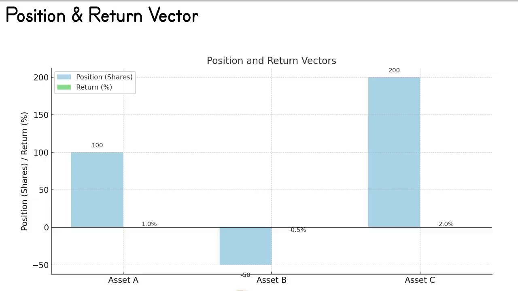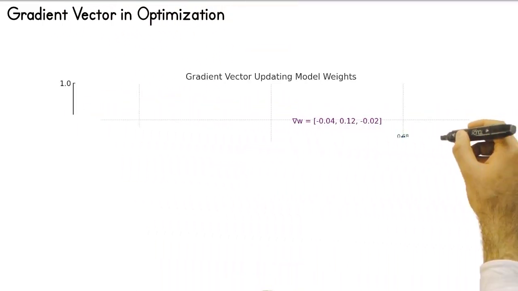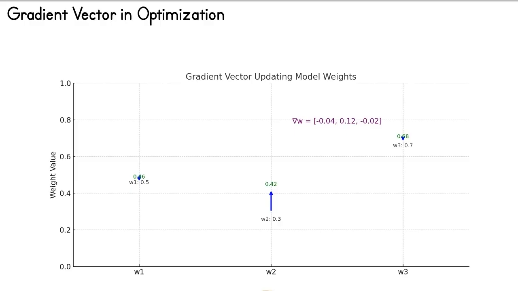0.01, minus 0.005, 0.02. In machine learning, gradient vectors help us update models to get smarter with every step. In this image, we start with the original model weights, 0.5, 0.3, 0.7. Next, we apply the gradient vector, denoted as nabla W equals minus 0.04, 0.1.